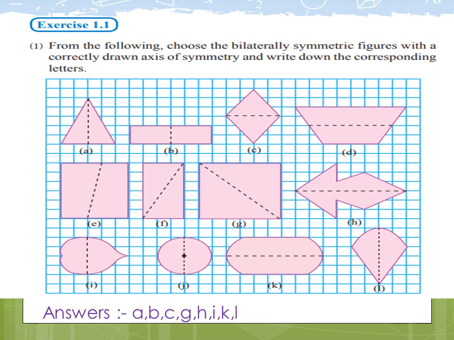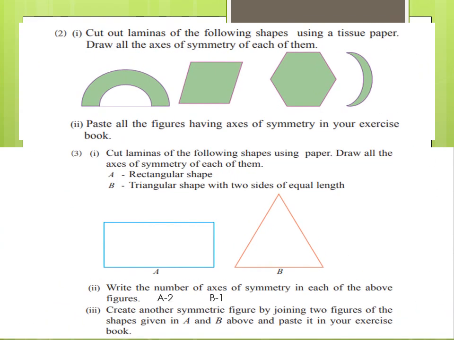because it will be very useful for the other lesson. And this is exercise 1.1 also. Let's go to the second. And the second part is: cut out laminas of the following shapes using tissue paper. Draw all the axes of symmetry of each of them.